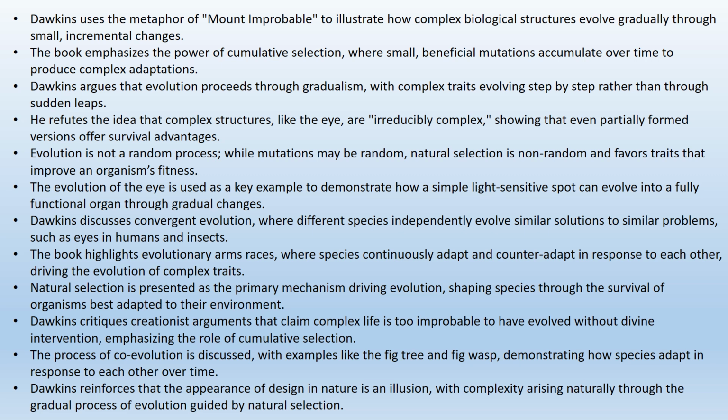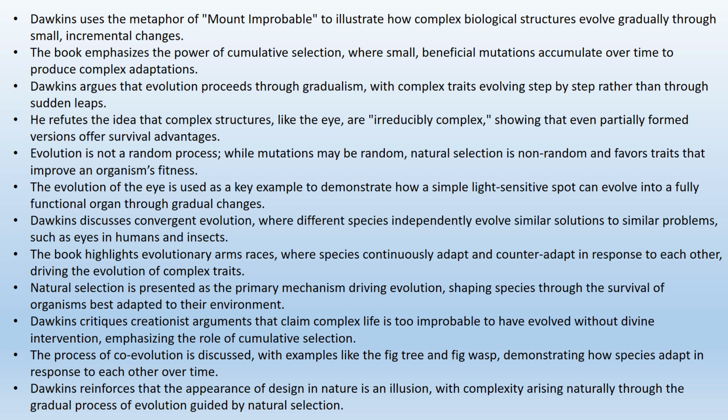Another key concept Dawkins explores is the idea of evolutionary arms races, where species develop adaptations and counter-adaptations in response to each other. For example, predators and prey are engaged in a constant struggle, with each side evolving new strategies to outsmart the other. Predators may evolve sharper teeth or faster running speeds, while prey may evolve better camouflage or more efficient escape mechanisms. This constant back and forth leads to a continuous process of adaptation, driving the evolution of increasingly complex traits.